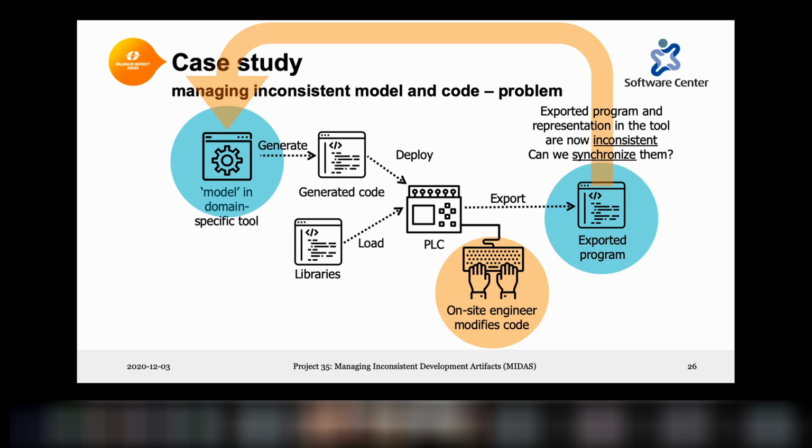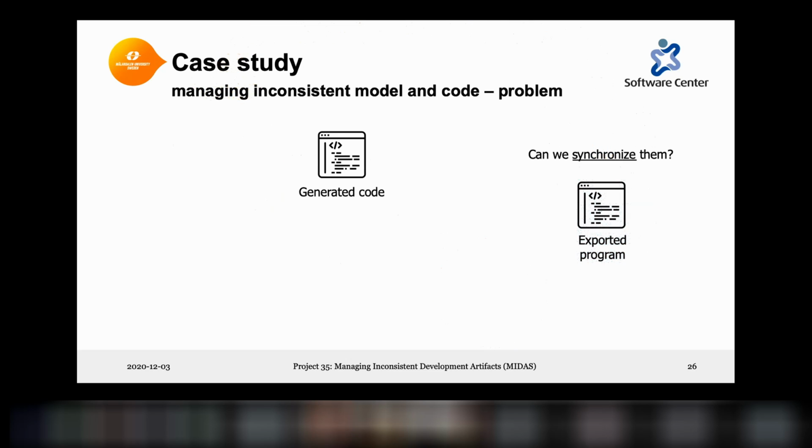So to do that, let's take this figure and isolate the important parts that we will be looking at. What we will look at is the exported program and the generated code. Can we synchronize these two? Because when we can synchronize these two, then we can also bring back the changes to the model.